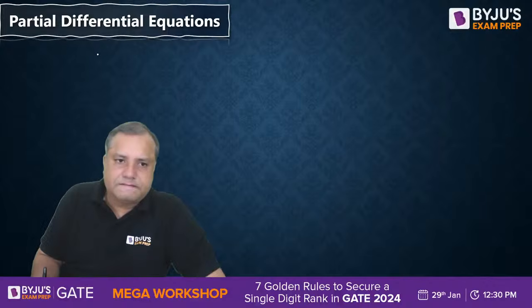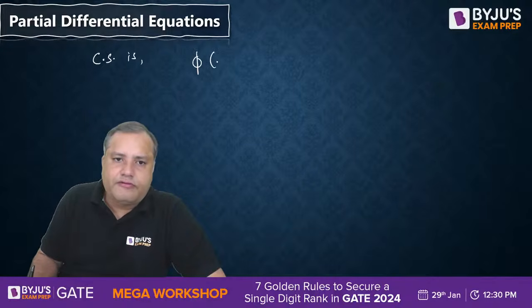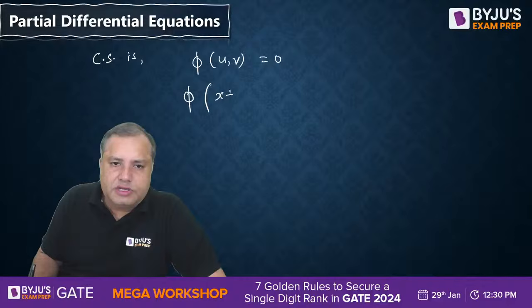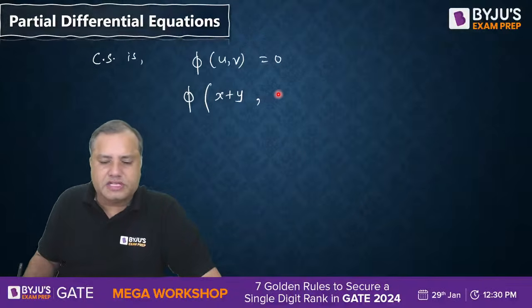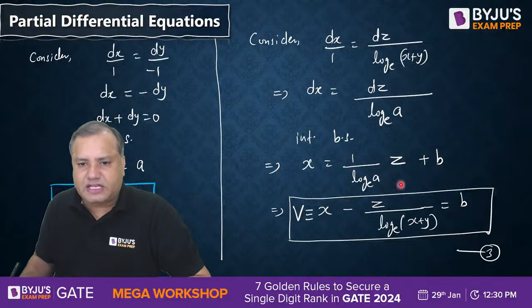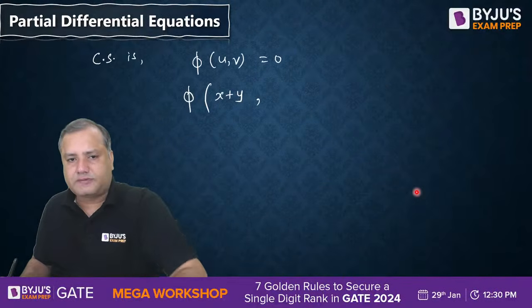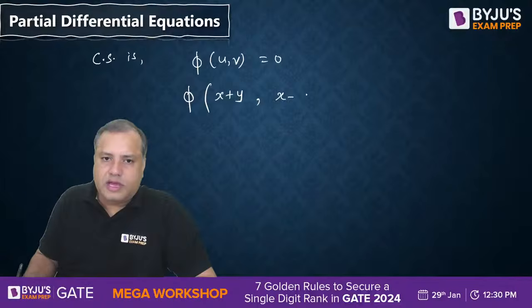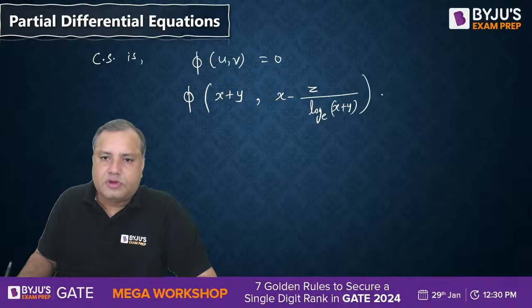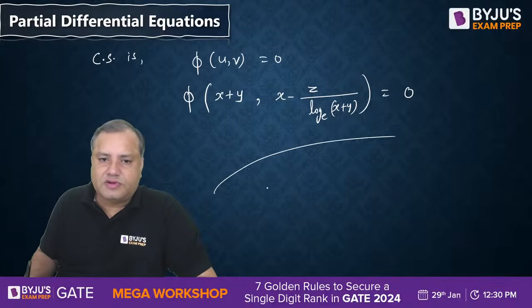So students, complete solution is given by phi of u comma v equal to 0. Now what is u? Don't write the constant part, only write the variable part, x plus y. Now what is v? This portion is v, x minus z upon log x plus y. So बच्चा लोग, this is the required solution.